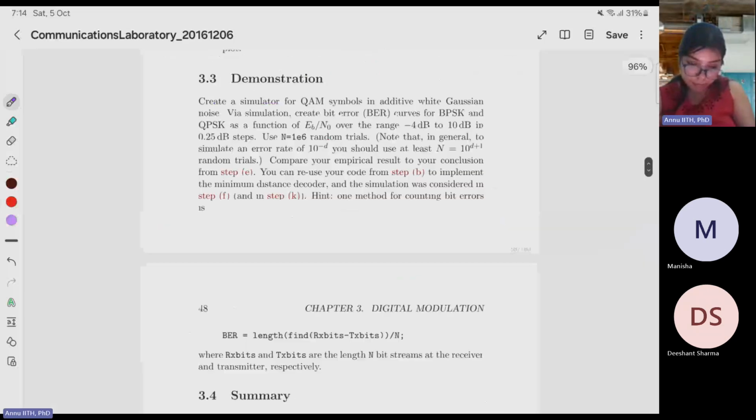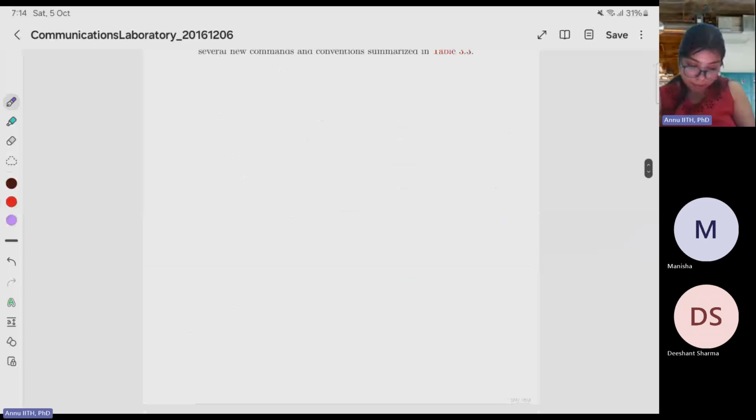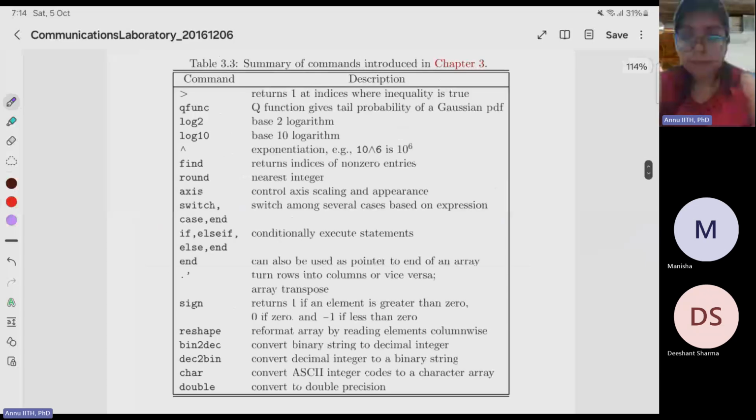These are some command inputs to try to understand.